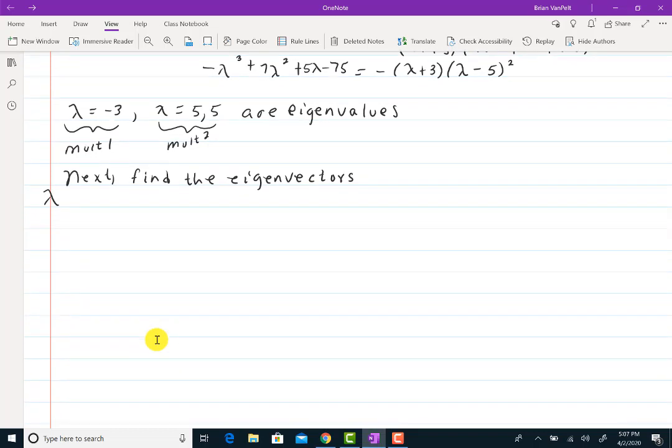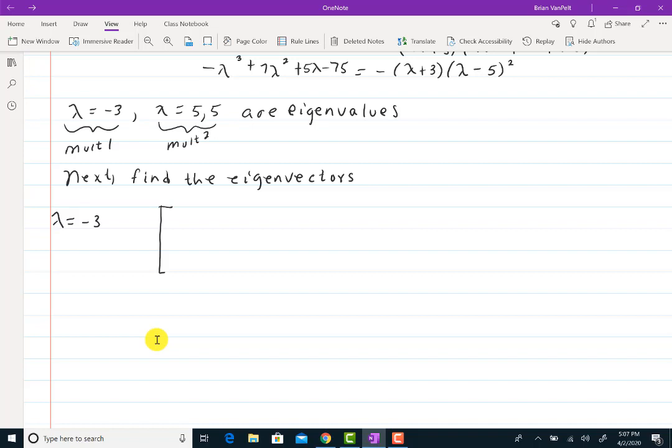So I'll start with lambda equals -3. And what we want to do is find the null space of the matrix where I subtract lambda off the diagonals. So I want to write it in such a way that you can see where my lambdas are coming into play.